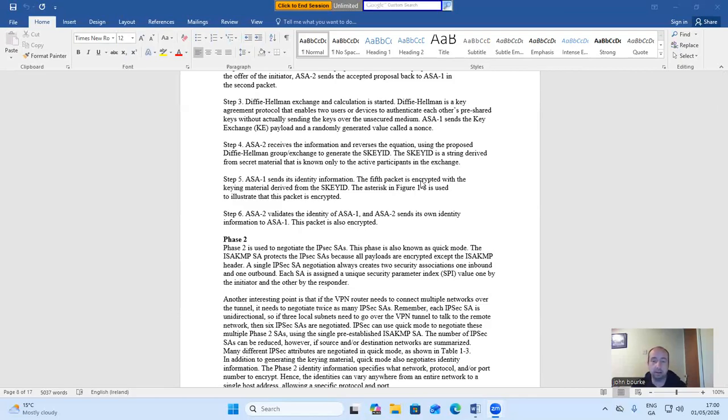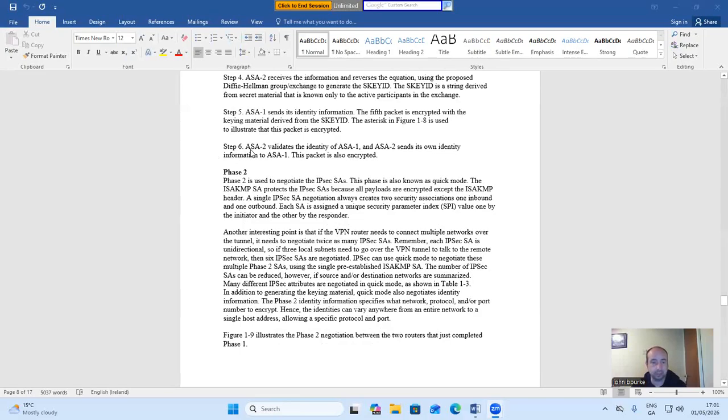The fifth packet is encrypted with the keying material derived from SKEYID. The asterisk in figure 1.8 is used to illustrate that this packet is encrypted. Step 6, ASA2 validates the identity of ASA1 and sends its own identity information to ASA1. This packet is also encrypted.